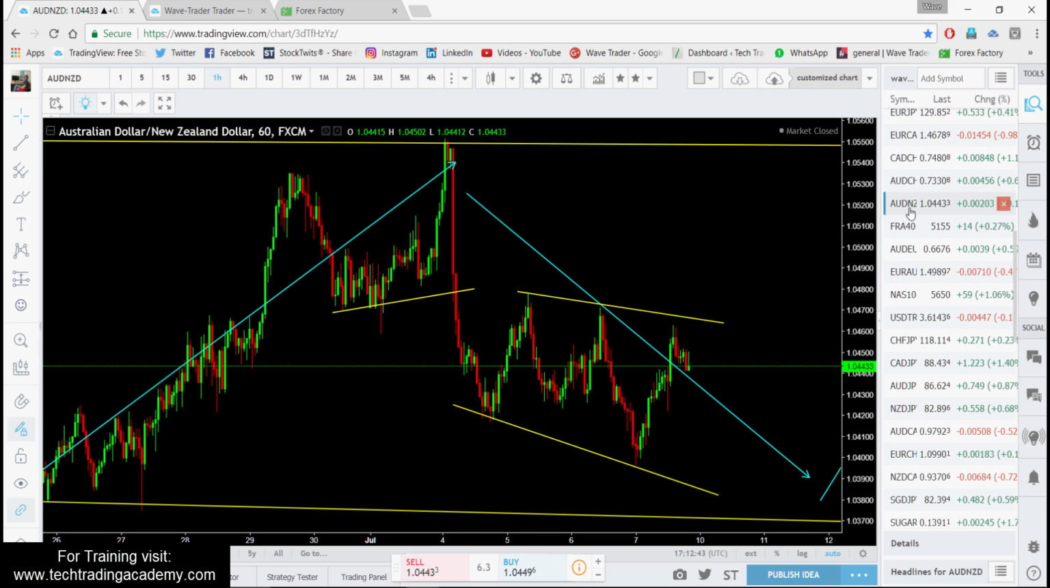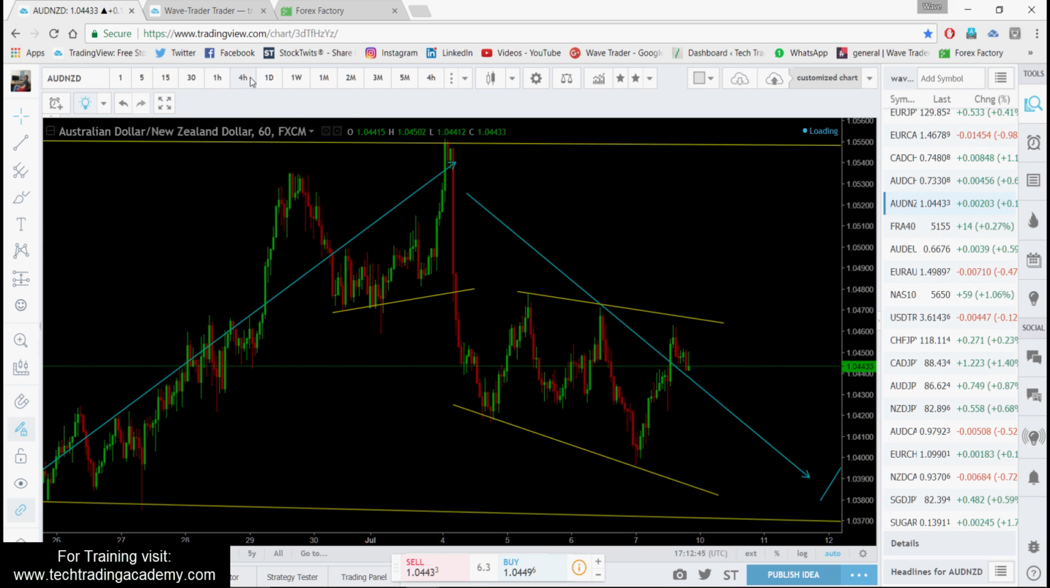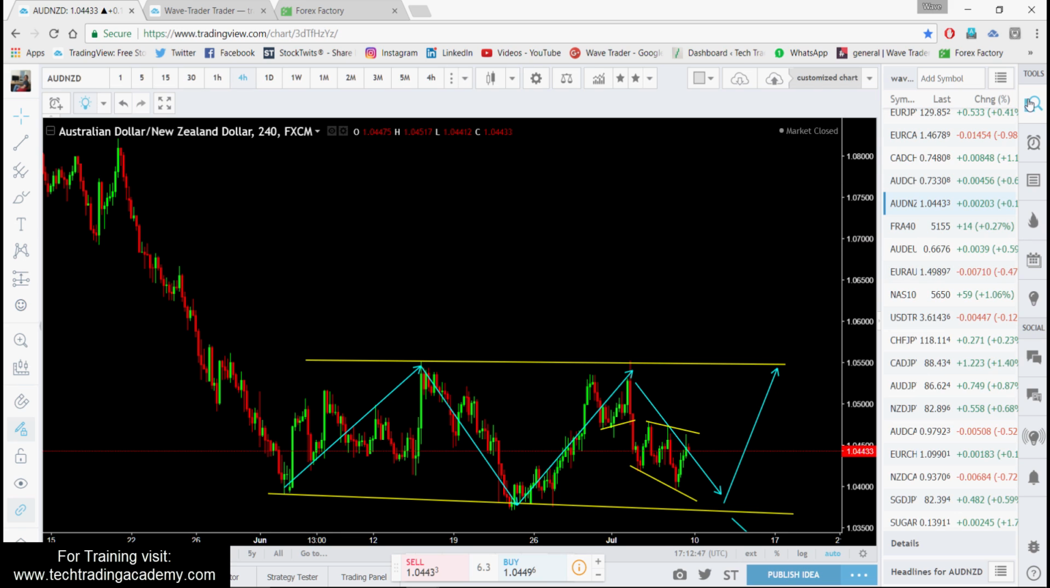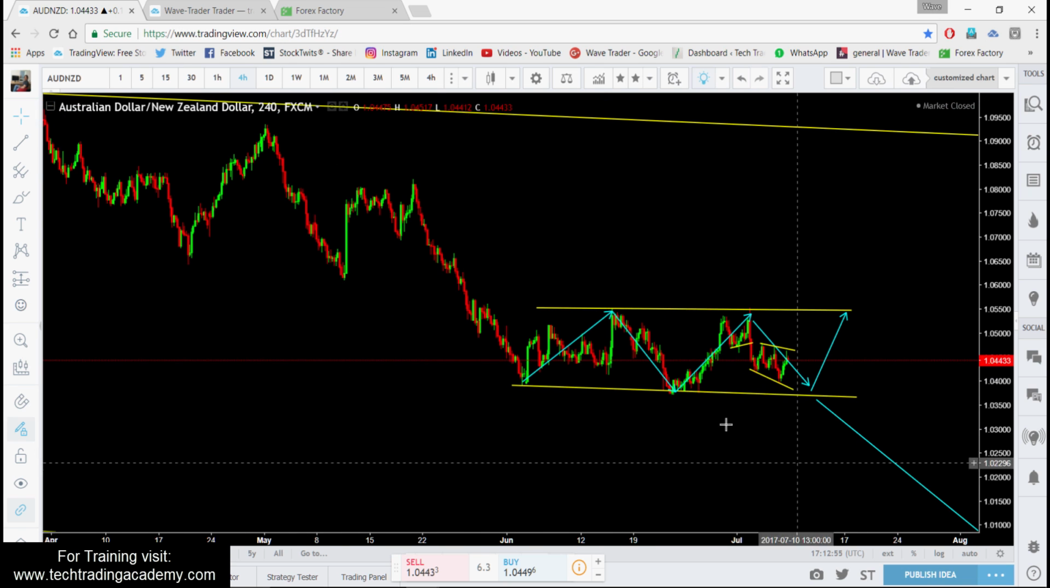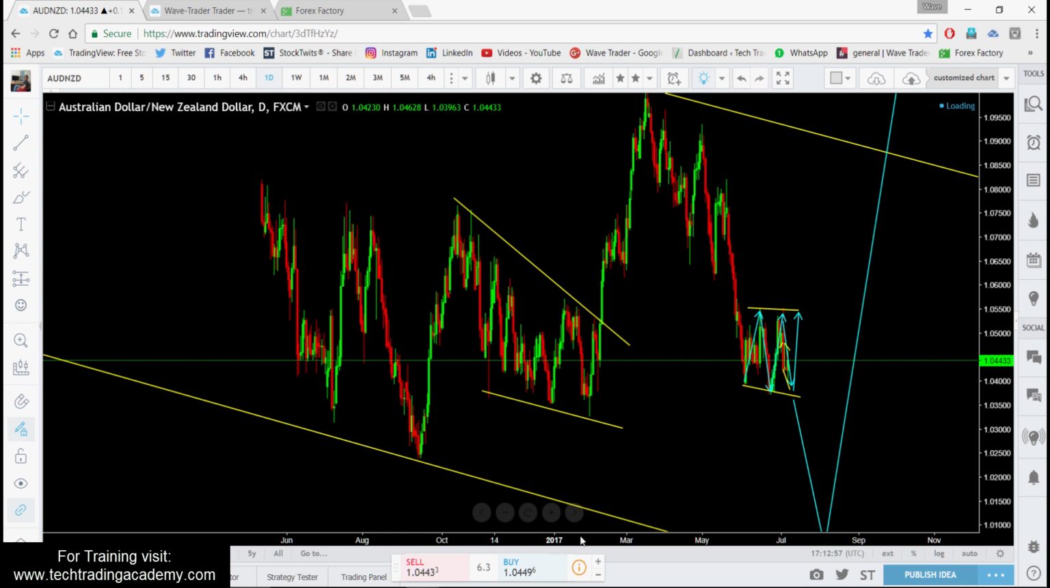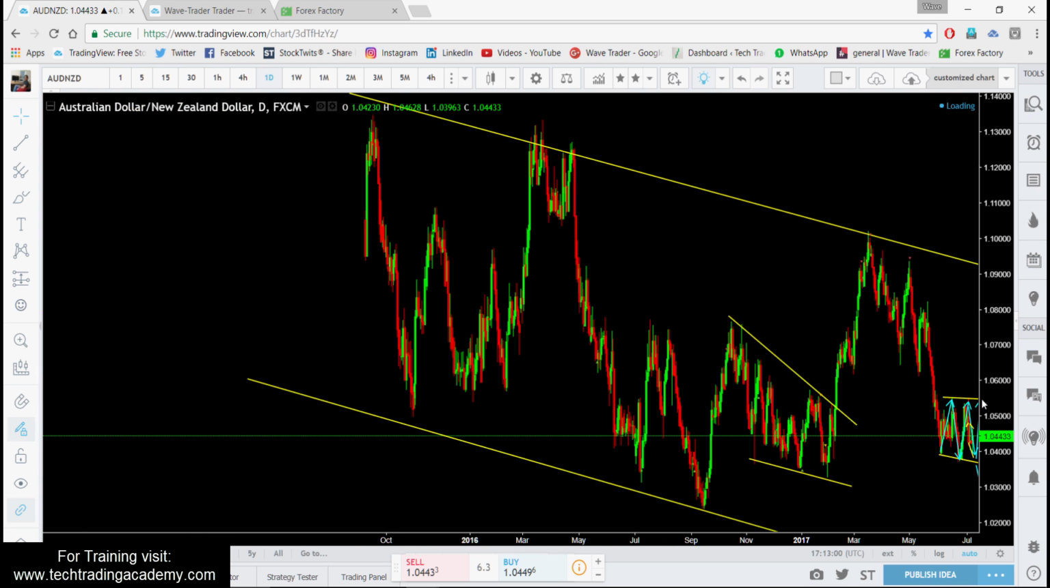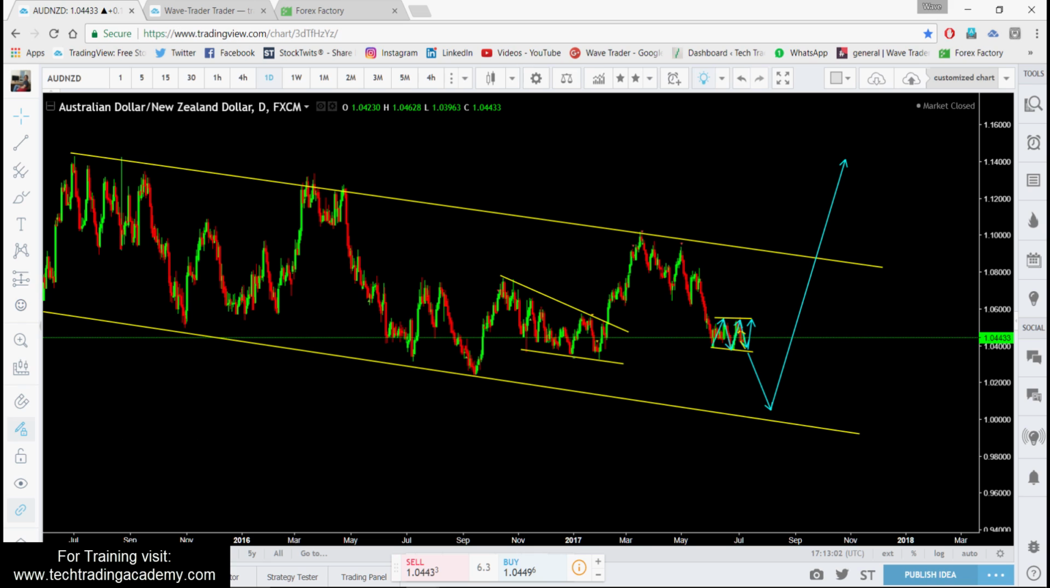So Australian dollar and New Zealand dollar, nothing new, only for those who are holding their short from that top. If they are still holding, go for this small potential, this trade. So nothing new, fellows, on this pair. I'm anticipating that this pair is going to push further to the downside because it is forming a continuation formation, and then we're going to go for a bigger trade to the upside.